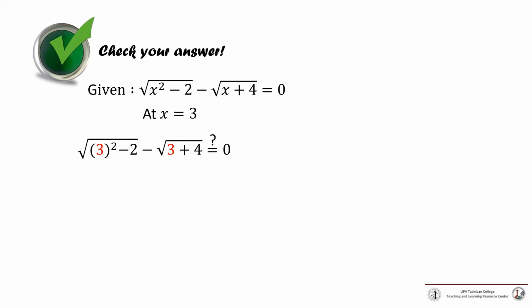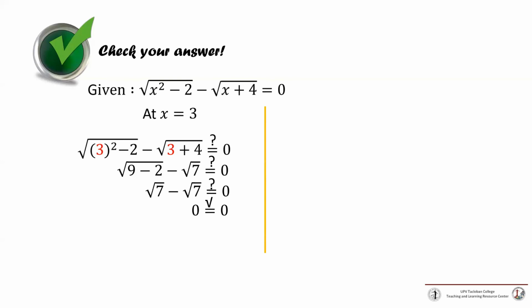And since we do not know yet if the left-hand side is equal to the right-hand side, we will continue simplifying the expression on the left side. So by simplifying, we got the square root of 9 minus 2 minus the square root of 7 is equal to 0. And then the square root of 9 minus 2 is equal to the square root of 7, minus the square root of 7 is equal to 0. Therefore, we have 0 is equal to 0.